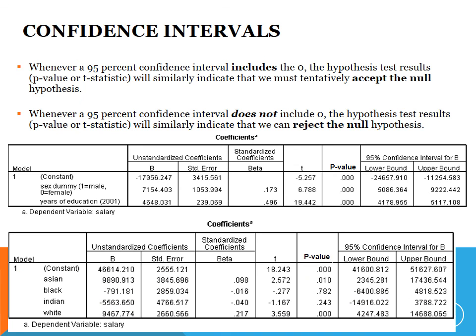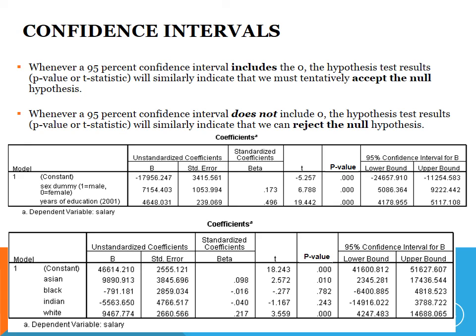Okay, so whenever a 95% confidence interval contains 0, I've said this before, but I think it's important in the learning process to just reiterate, to always just say it over and over till it just kind of sits and settles into the brain. The hypothesis test results, the p-value, the t-statistic, will similarly indicate that we must tentatively accept the null hypothesis, okay? And when it doesn't contain 0, then we can reject the null hypothesis, as I've stated.